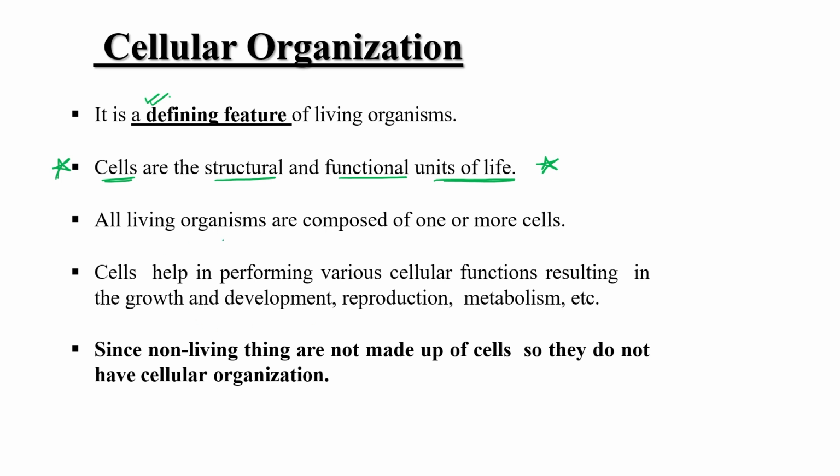So all living organisms are composed of one or more types of cells. Cells help in performing various cellular functions, resulting in growth and development, reproduction, metabolism, and all these types of activities. These activities are performed inside a cell. Since non-living things are not made up of cells, they do not have cellular organization. Cellular organization occurs only where cells are present, and cells are present in the living system only, because what is the definition of a cell? It is the structural and functional unit of life.